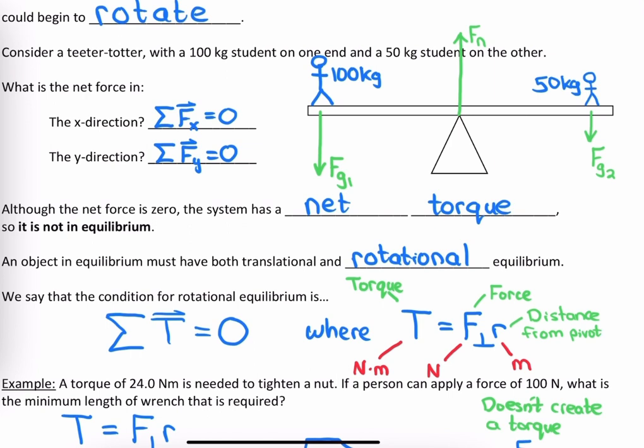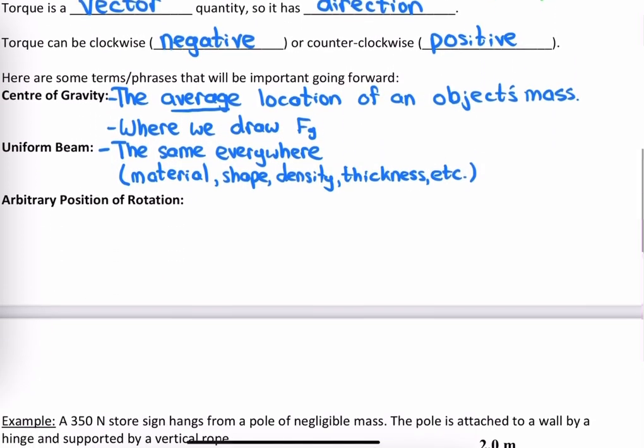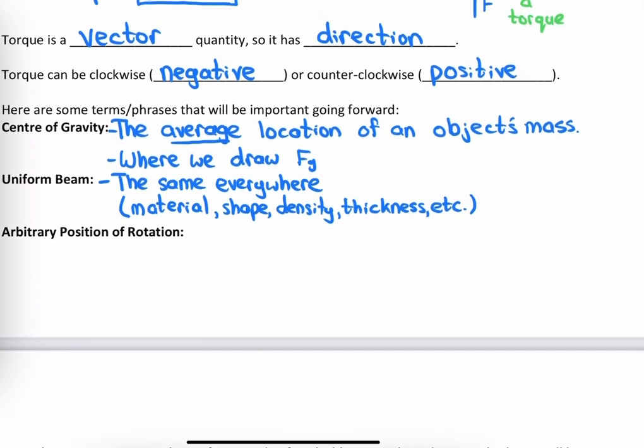Even for this teeter-totter up here that has a pretty obvious pivot point, if I wanted to look at all the torques on this teeter-totter and find the net torque on the teeter-totter, I could, if I wanted to, choose this as my pivot point. And I could measure all the distances from there. Or I could pick this, or I could pick this. And I would get the same net torque no matter how I do it. So this idea of an arbitrary position of rotation just means you can pick the pivot point to be wherever you want it to be when you're calculating torque.